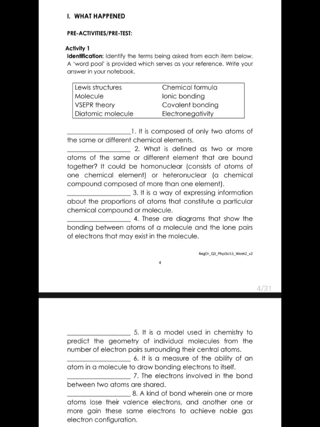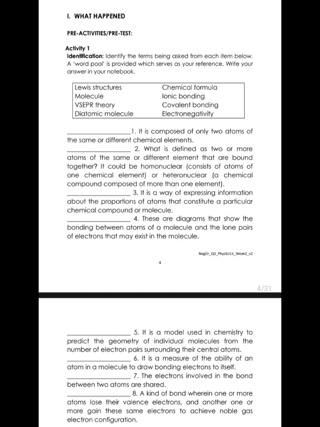Number 4. These are diagrams that show the bonding between atoms of a molecule and the lone pairs of electrons that may exist in the molecule. The answer is Lewis structure. Number 5. It is a model used in chemistry to predict the geometry of individual molecules from the number of electron pairs surrounding their central atoms. The answer is VSEPR theory.